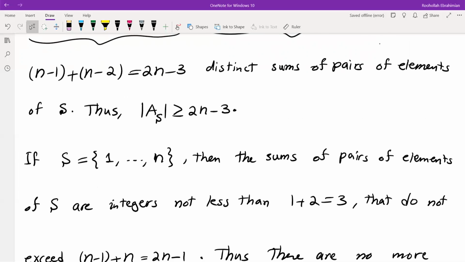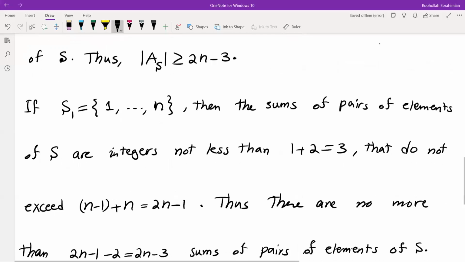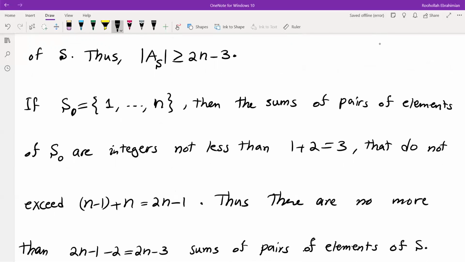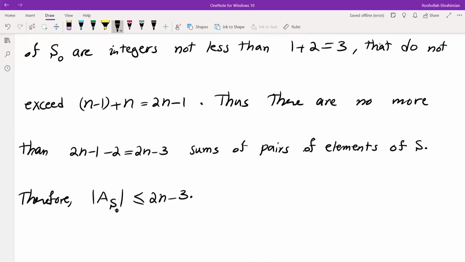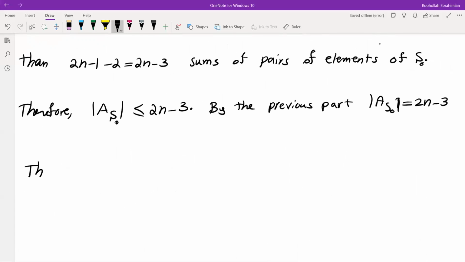Okay, so maybe I'll change the name of that to S1 or S0, something that makes it clear that for this specific one I have that. By the previous part, A sub S0 must have 2n minus 3 elements. This completes the proof. Okay, and that completes the proof of that.